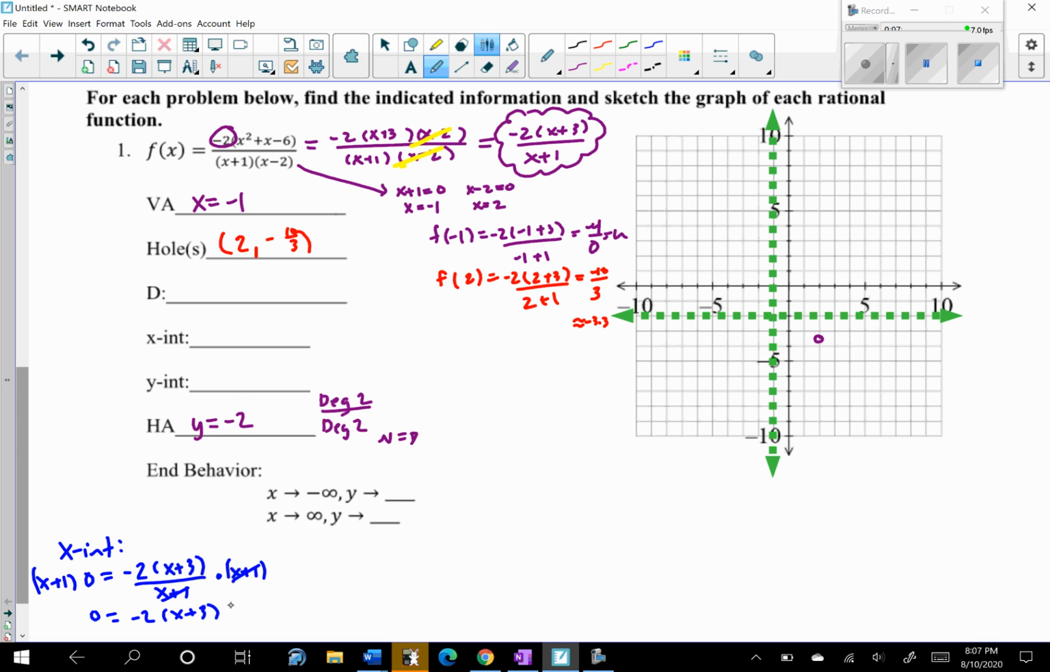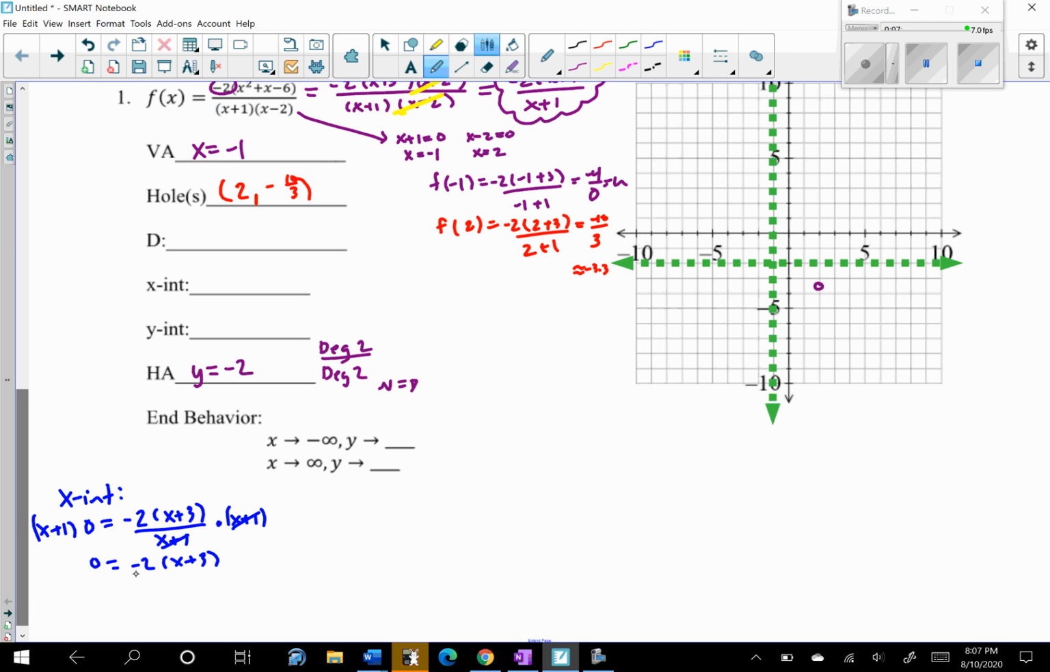So when I solve this, I divide both sides by negative 2 and get 0 equals x plus 3, so negative 3 is equal to x. So that's my x-intercept, negative 3, 0.